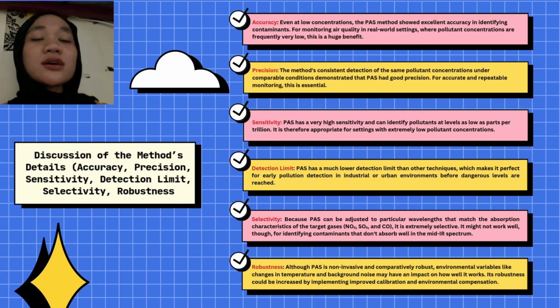The selectivity of PAS: it can be tuned to detect specific gases like NO2, SO2, CO, and others. It works best with gases that absorb in the mid-IR spectrum, but it might not detect other gases as well. Robustness: generally it is robust, but environmental changes like temperature or humidity can affect its performance. However, with better calibration and adjustment for environmental factors, its reliability can be improved.